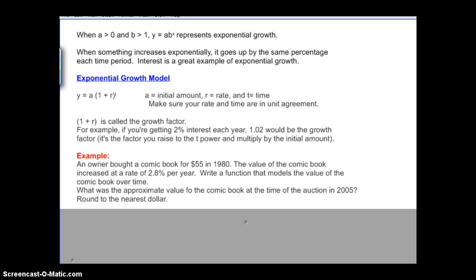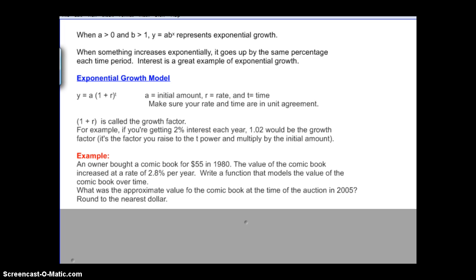Here's the exponential growth model, and it's y equals a times the quantity 1 plus r raised to the t. Now, in this model, a is the initial amount, r is the rate, and t is the time. You have to make sure your rate and time are in unit agreement. So in other words, if your rate is per year, your time must be in years. We call 1 plus r, that group in parentheses, a growth factor. So for example, if you're getting 2% interest per year, 1.02 would be your growth factor.